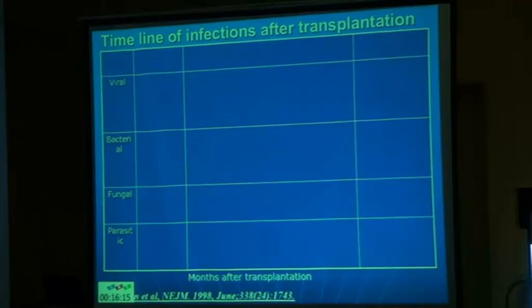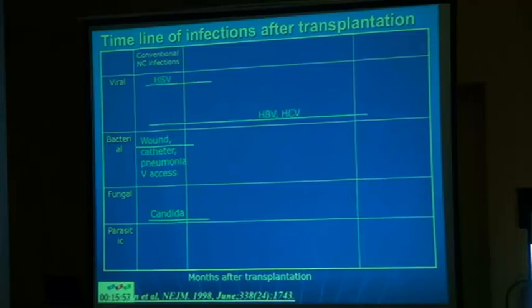Now, this is the timeline of infections that you're all acquainted with, and just to remind you that during the first month post-transplant, you usually get the normal nosocomial infections that occur with any operation, like wound infections, urinary infections, pneumonia, and vascular access and candida infections. You can have early activation of herpes simplex virus, and hepatitis B and C virus may also be activated early. So you don't usually get opportunistic infections during the first month.